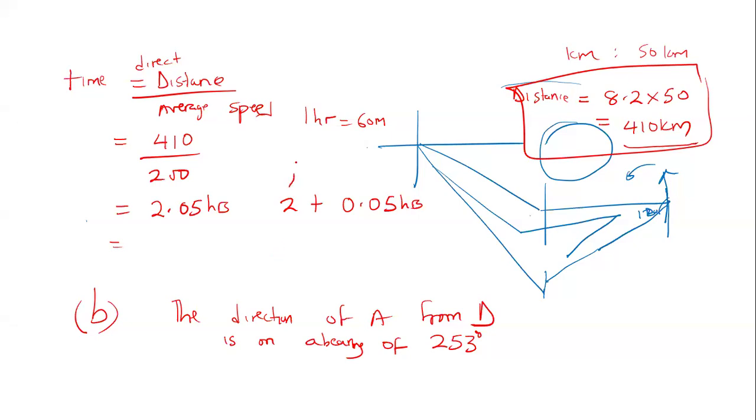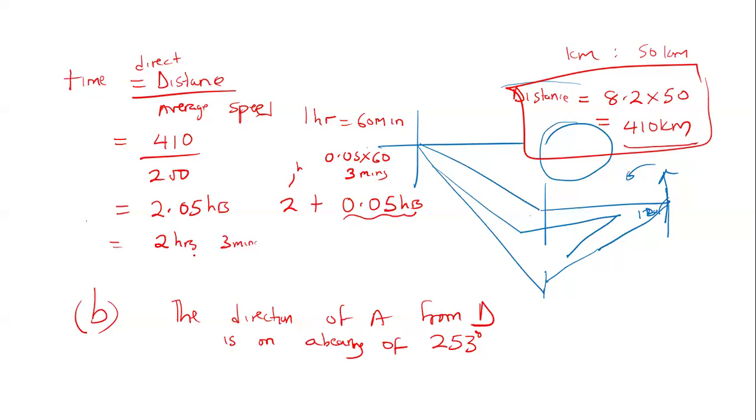So these are already 2 hours. Then you ask, what is 0.05 hours? So in 1 hour, you have 60 minutes. So in 0.05, you say 0.05 times 60. So 0.05 times 60, I think that is about 3 minutes. So you will say now, it will take the helicopter 2 hours and 3 minutes.